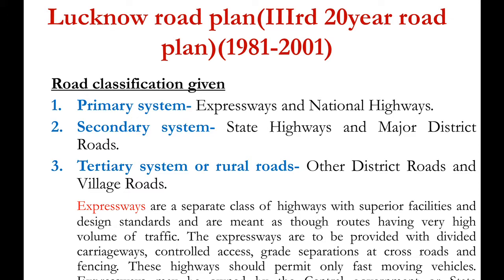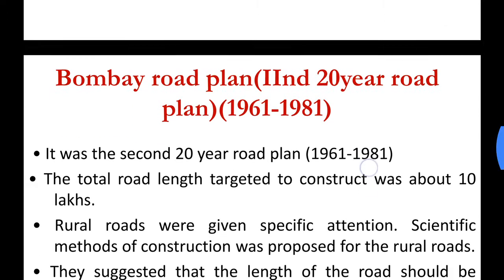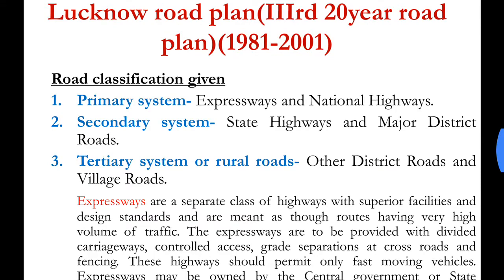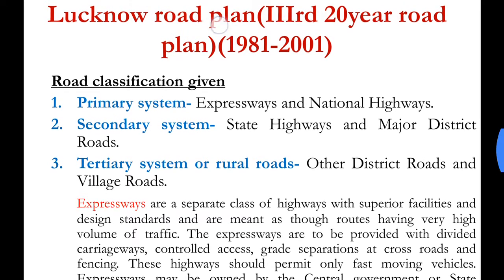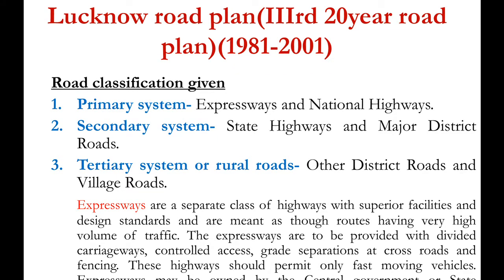So in my previous lecture we were discussing the 20-year road development plans. We had discussed the first two 20-year road development plans, which were the Nagpur Road Development Plan and the Bombay Road Development Plan. Now we will start with the third 20-year road development plan, that is the Lucknow Road Development Plan. Okay, this was for a period of 20 years starting from 1981 to 2001.